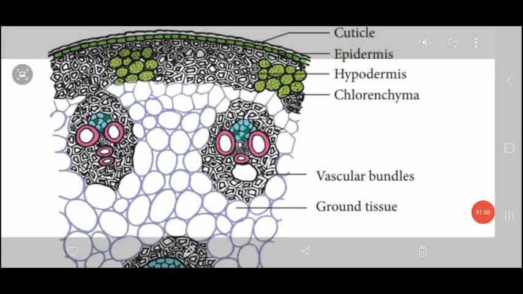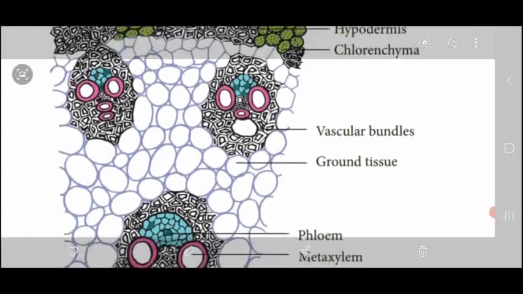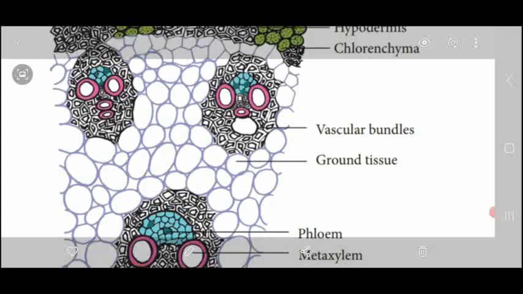Dear students, I hope you all have understood what is monocot stem and what is dicot stem, and what are all the internal structures present in the dicot stem and monocot stem. Dicot stem example sunflower, monocot stem example maize. They show certain common characters and also some variations. Dear students, I hope you all have understood.